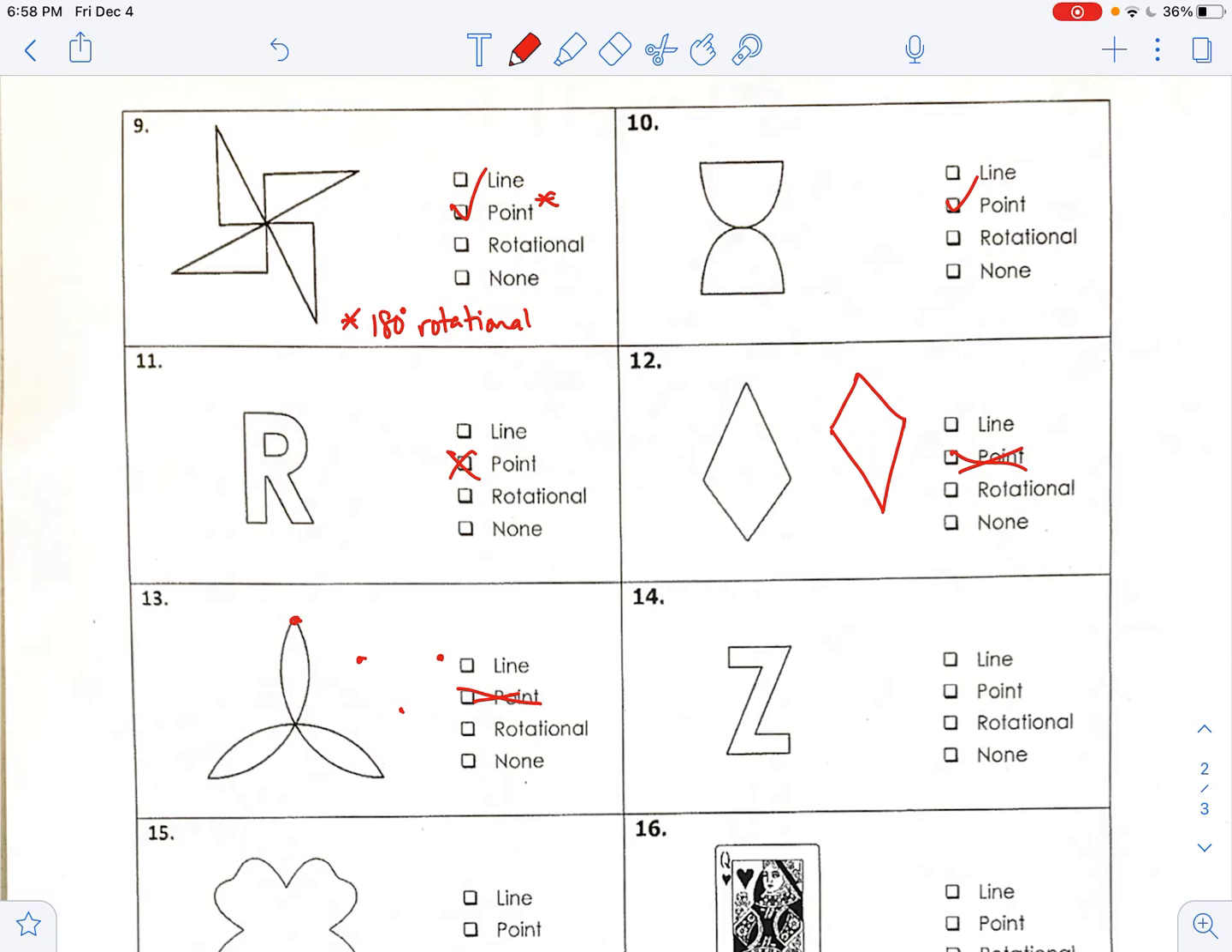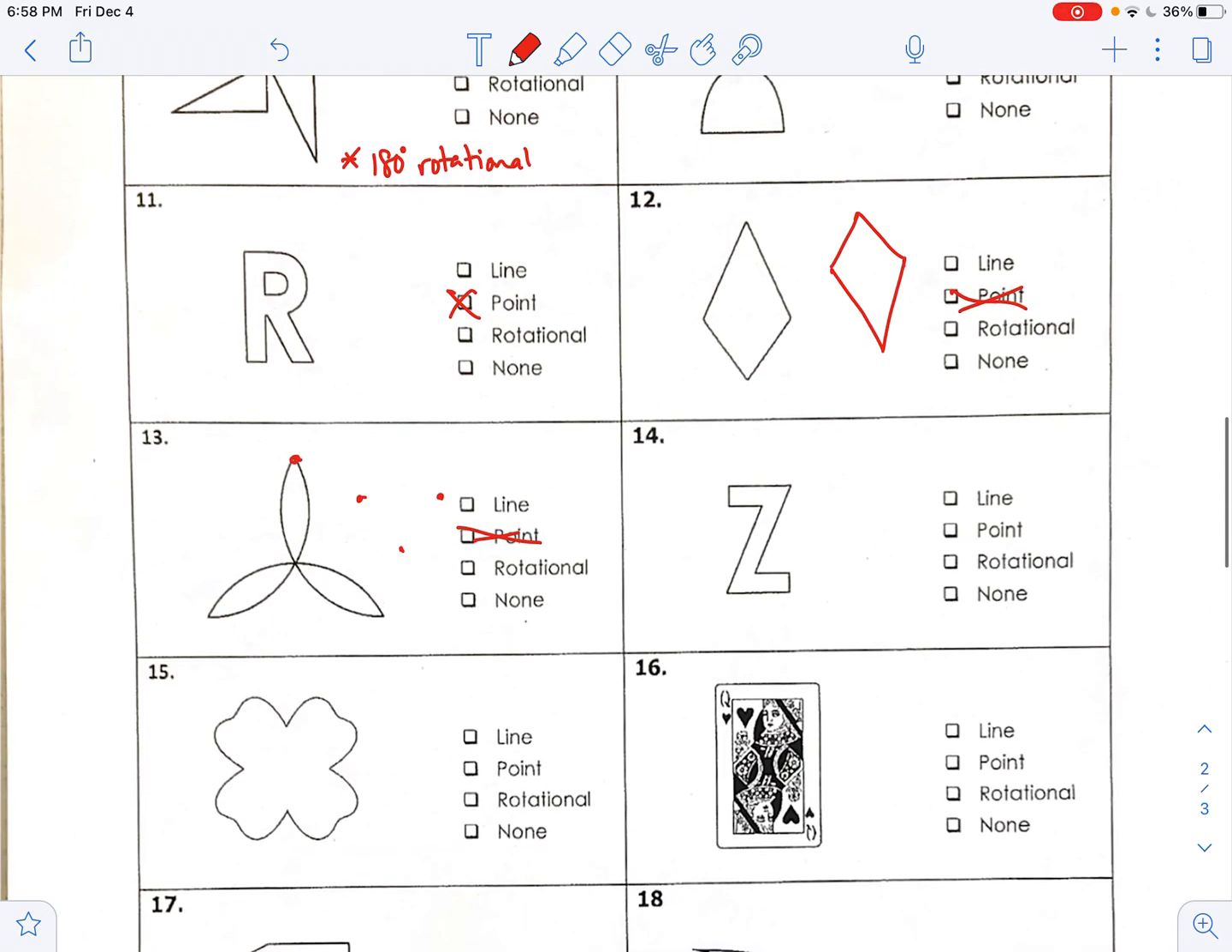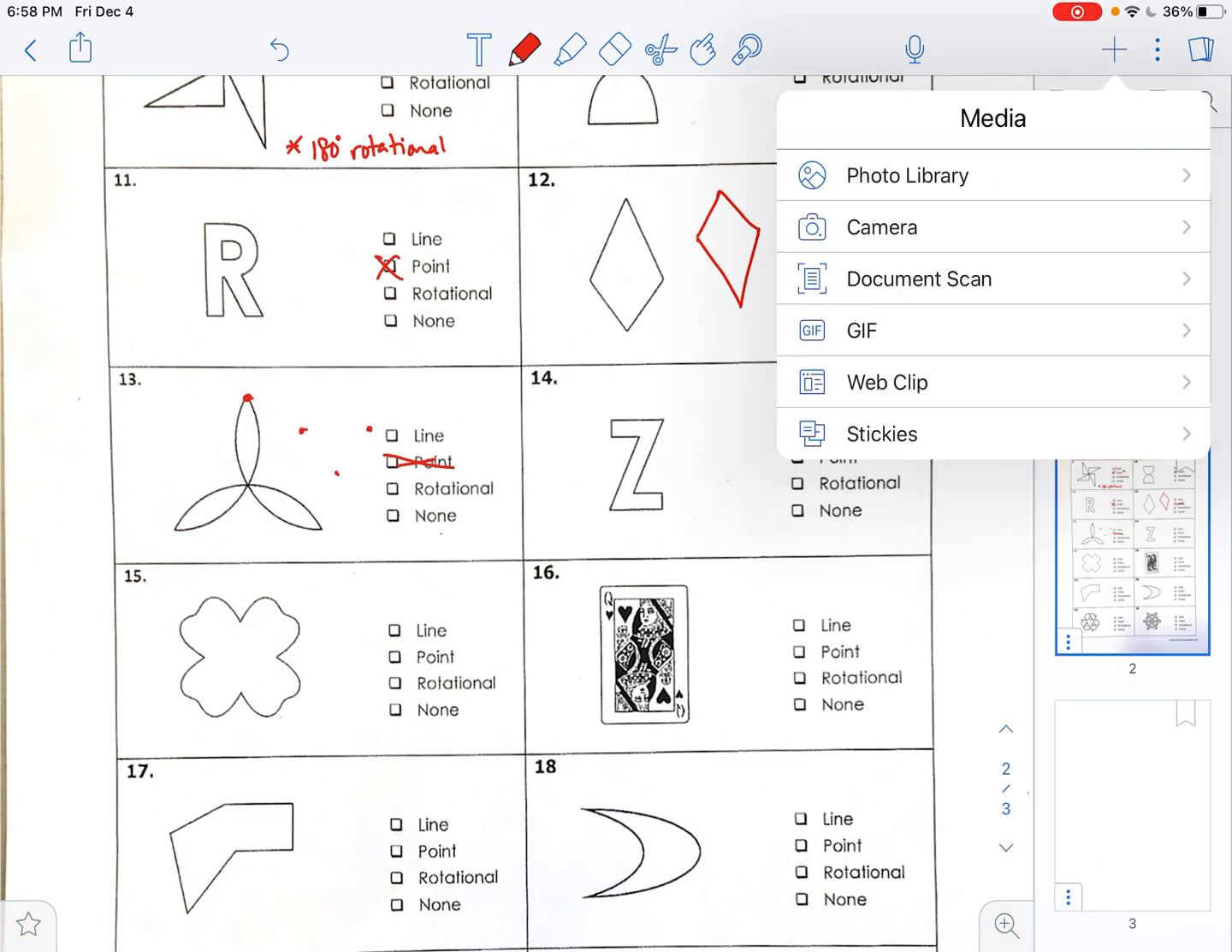Z, again, we talked about that 180 degree rotation. If I take my phone or iPad or device and I flip it upside down, I rotate it 180 degrees, is that going to be the same shape? So if you rotate a Z 180 degrees, let me see.